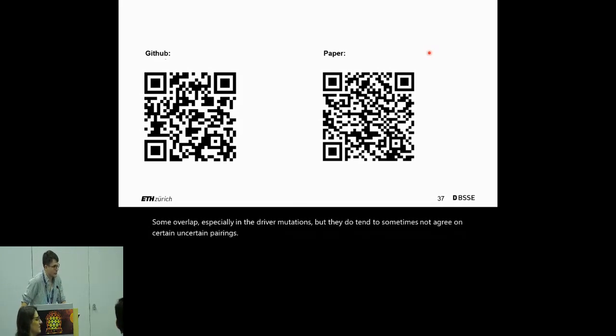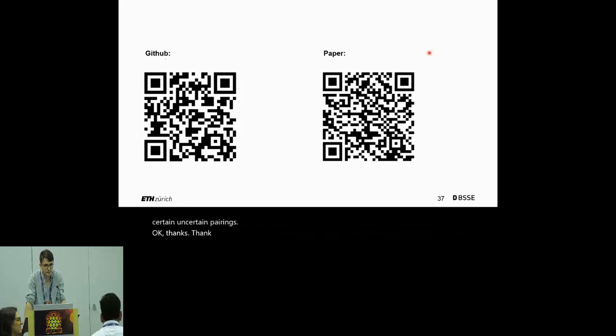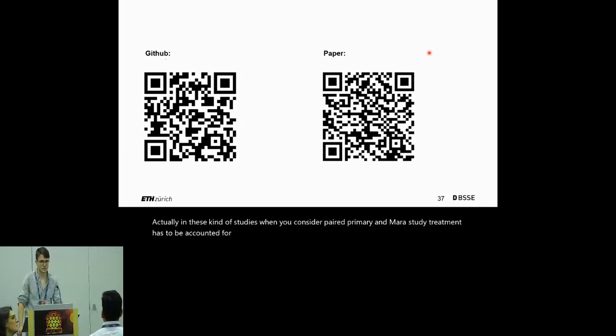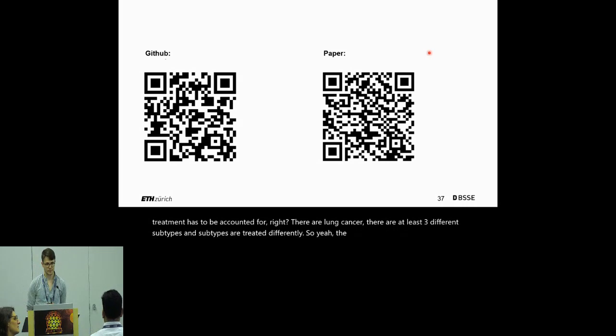Okay, thanks. A great talk. Actually, in these kind of studies, when you consider paired primary and metastatic, treatment has to be accounted for, right? In lung cancer, there are at least 3 different subtypes, and subtypes are treated differently. So yeah, the chemotherapy is a carcinogen, it's bound to make mutations. So how do you account for that? How do you control this covariate?